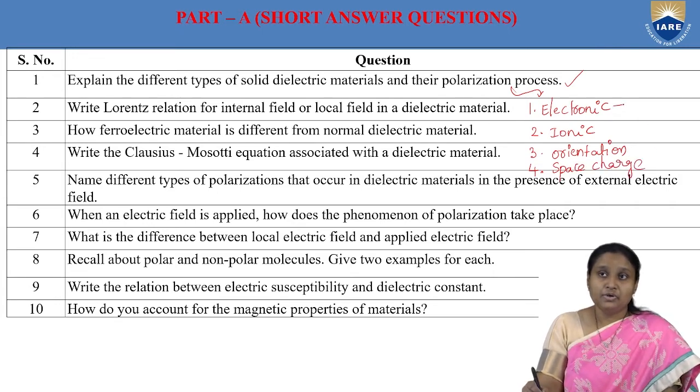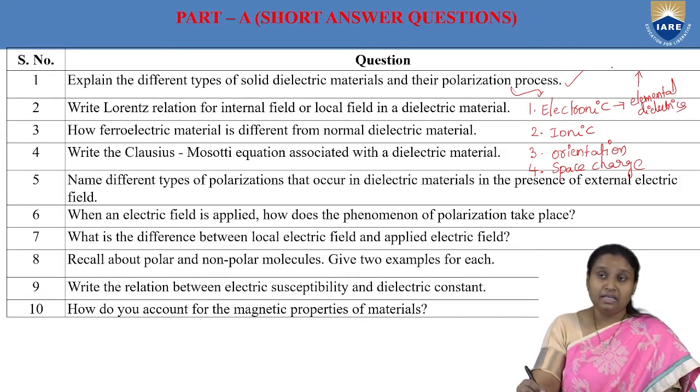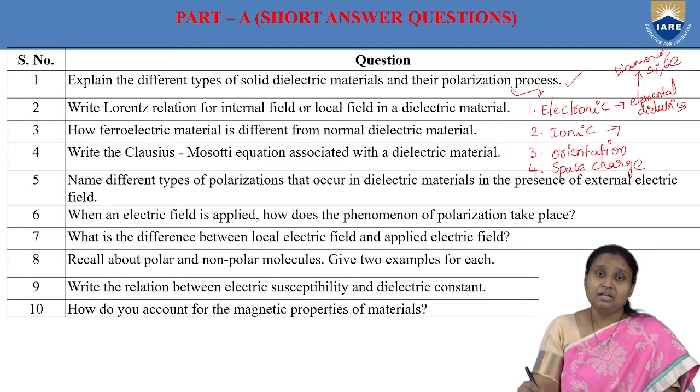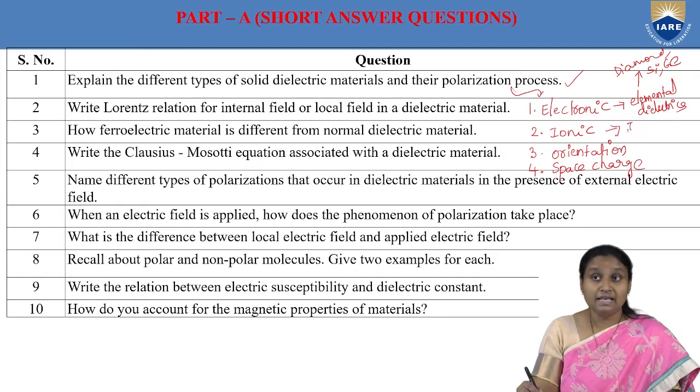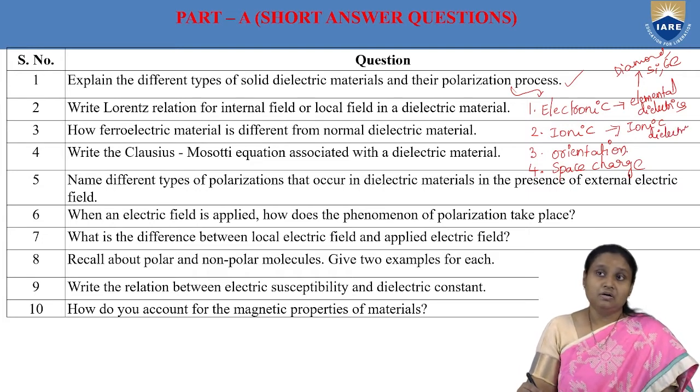Electronic polarization occurs in elemental dielectrics, and these dielectrics consist of monoatomic molecules. We can take diamond as an example, or silicon and germanium, which are made up of monoatoms. Then we have ionic polarization, which occurs in ionic dielectrics, where molecules are formed by ionic bonds, like the alkali halides sodium chloride, potassium chloride, or sodium bromide.